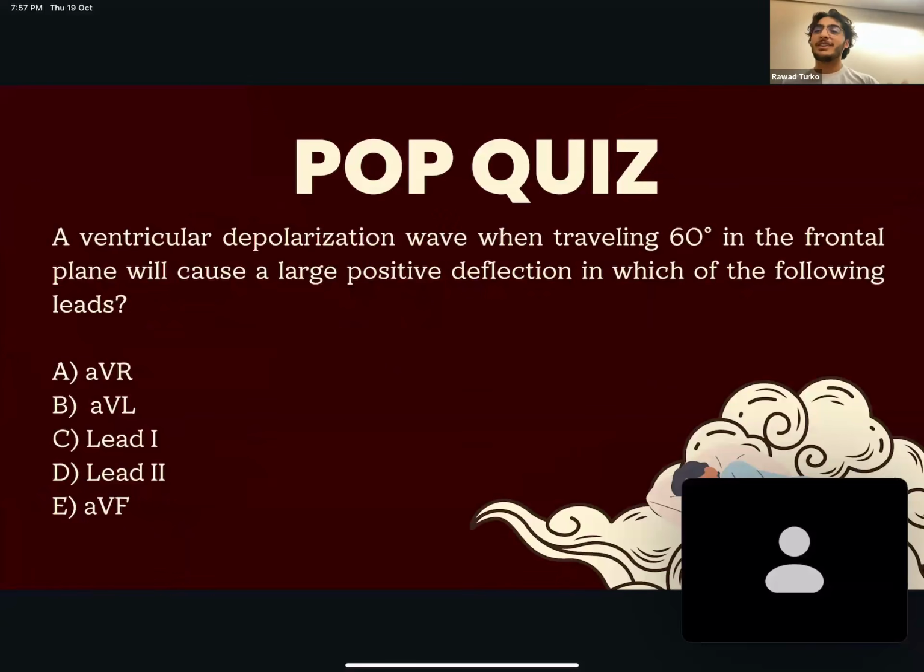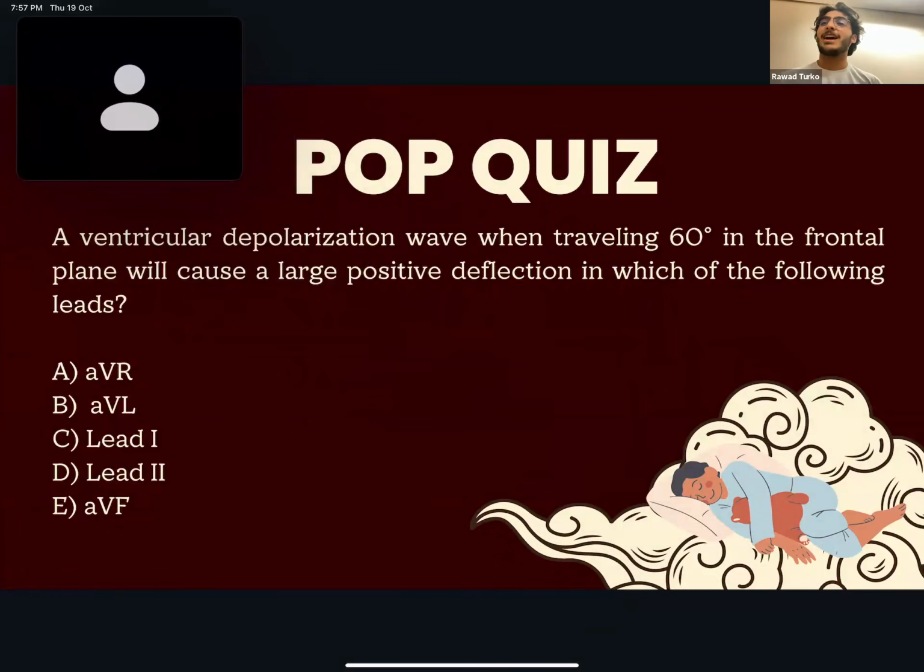Okay, now that you guys are at the second checkpoint, I'm going to ask you your second pop quiz. A ventricular depolarization wave, when traveling 60 degrees in the frontal plane, will cause a large positive deflection in which of the following leads? Is it D? Lead 2. Yes. Perfect. And that makes sense why, right?